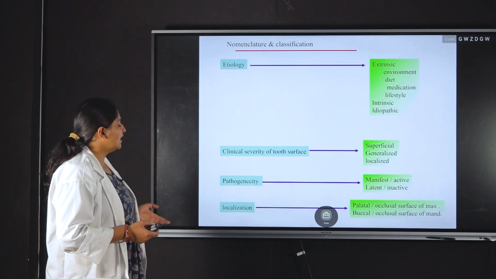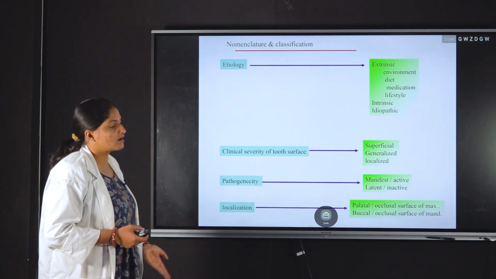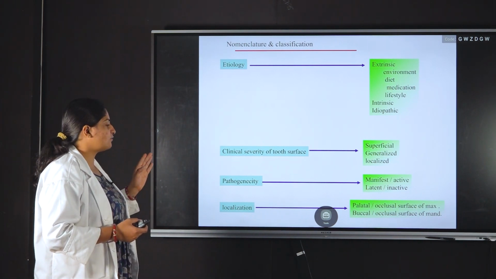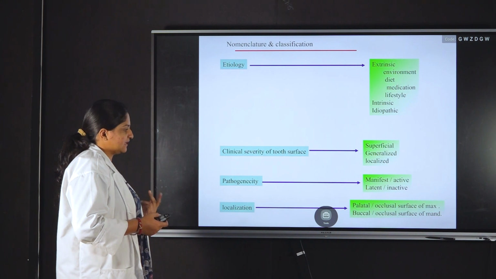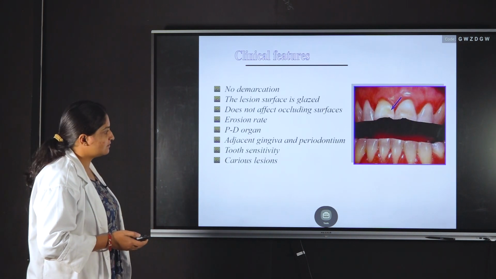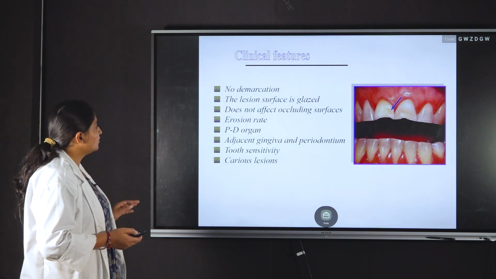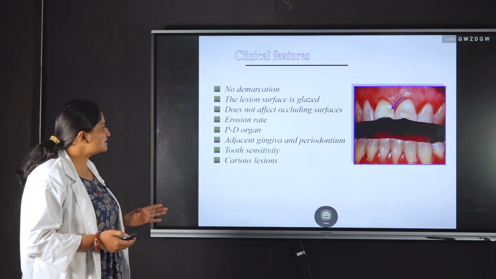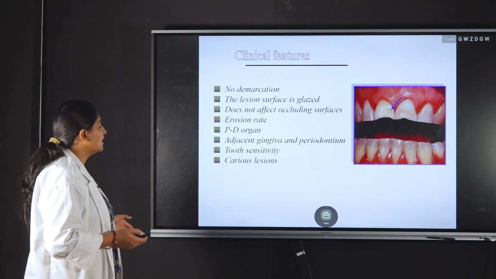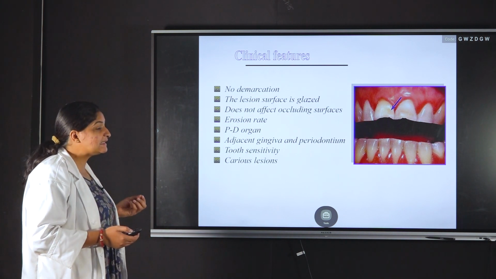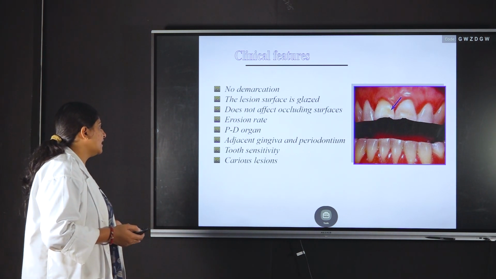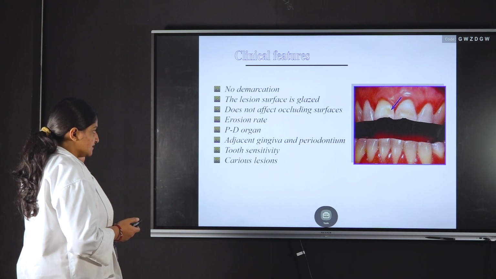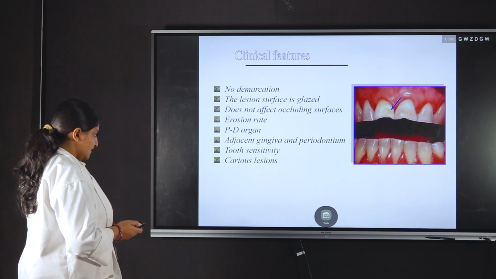So localizations: what kind of surfaces or how many of the teeth are involved, so it can be localized to a particular surface or a particular tooth. The surfaces involved may be the palatal and occlusal surface of maxillary teeth and the buccal or occlusal surface of mandibular teeth. Clinical features: you can see there is no particular demarcation, and the lesion surface is glazy in appearance and does not affect occluding surfaces. The erosion rate can also be assessed, and the thinning of the tooth structure can also be seen, and then the pulpo-dentinal organ involvement can also be assessed. Then coming to adjacent gingiva and periodontium, tooth sensitivity and carious lesions.